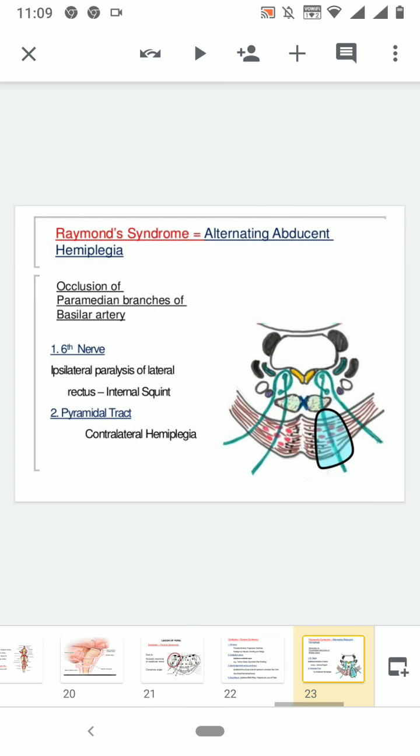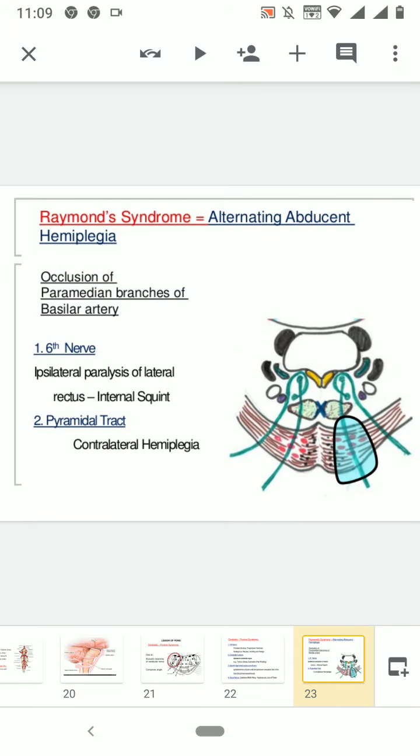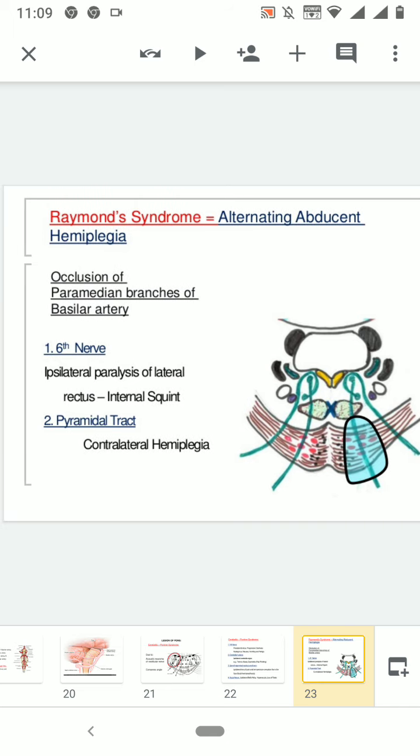Okay. So now coming to another syndrome. You have something called Raymond syndrome, or alternating abducent hemiplegia. This is because of the occlusion of the paramedian branches of the basilar artery. If the paramedian branches of the basilar artery are occluded, it will definitely affect the abducent nerve because it is in the median position. The abducent nerve is very important because it supplies the lateral rectus muscle of the extraocular muscles. So it causes an internal squint, with ipsilateral paralysis of the lateral rectus.